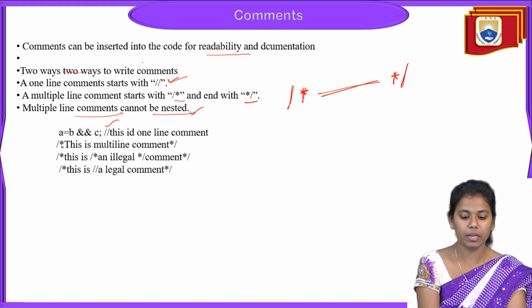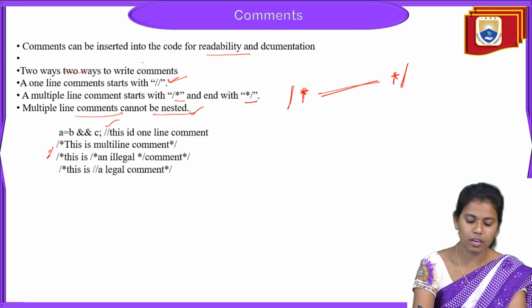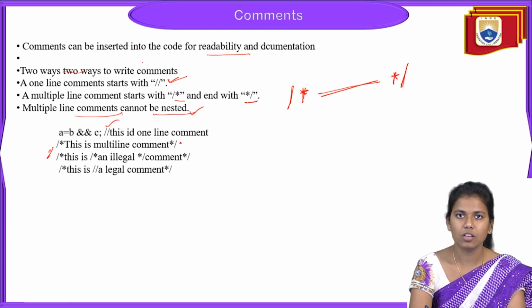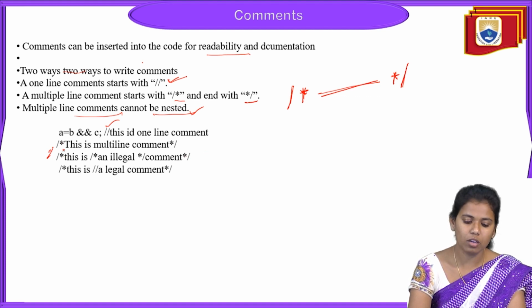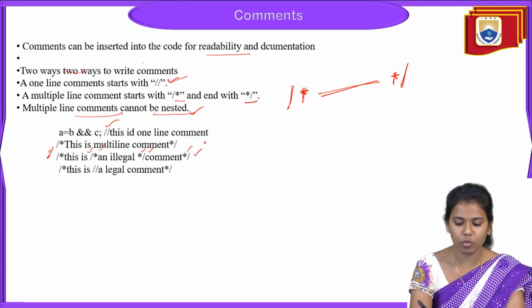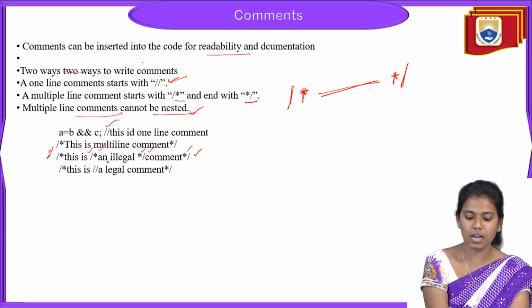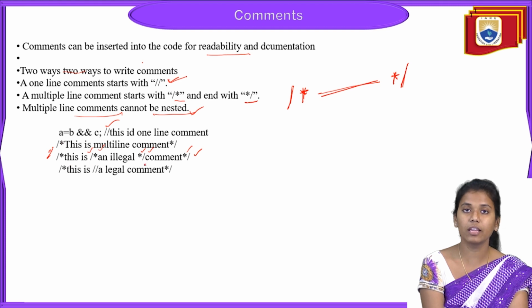How is it a multiple line comment? Because you see a slash and a star, you see a slash and a star, and you see a star and a slash. So it represents that it is a multi-line comment. And this is an illegal comment. Why is it an illegal comment? Because the sentence starts with slash, star, and in between you see a slash and star, and in between you see a star and slash, and at the last you see star and slash. All these are repeated. So this is an illegal comment.